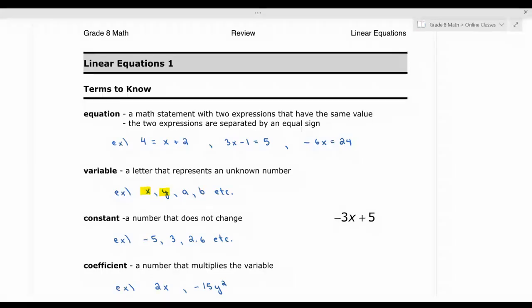Next term you want to be familiar with: what is a constant? By definition, a constant is a number that does not change. If we look at it, for example, I put -5, 3, 2.6, etc. The key thing is that a constant, you'll just be looking at a number. So there's not going to be any variable attached to it. Okay, so those are all constants.